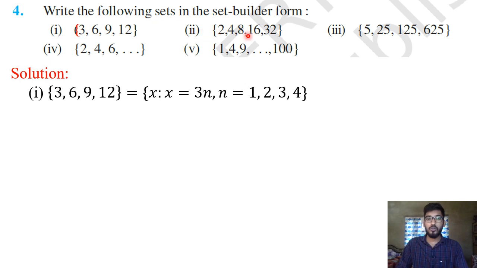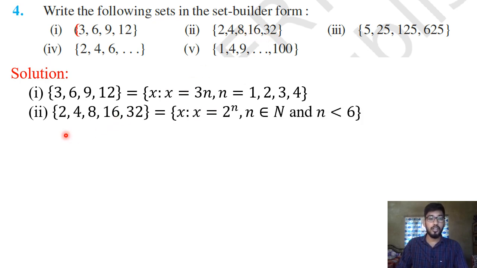Next question number 2: 2, 4, 8, 16 and 32. These are all powers of 2. This is 2 to the power 1, this is 2 to the power 2, this is 2 to the power 3, 2 to the power 3 means 8, this is 2 to the power 4, this is 2 to the power 5. So we can write like this: x such that x equals 2 to the power n, and n belongs to N and n less than 6. Next number 4: 2, 4, 6, all even natural numbers. So write x such that x is an even natural number.